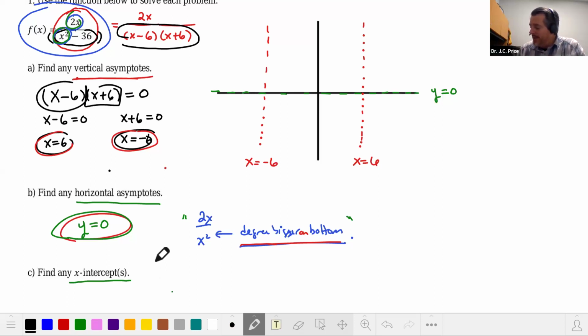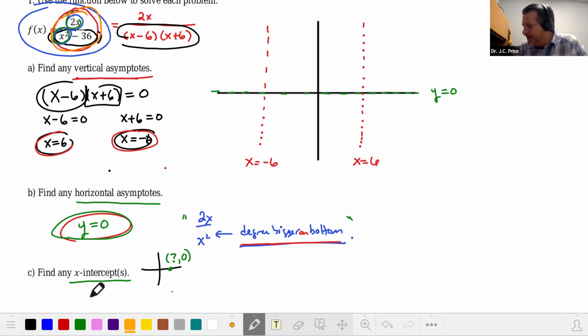So I always have to think a little bit, like, what do you mean x-intercept? Oh, it's where you cross the x-axis. So what does that mean? I don't know how far over you went, but I know you went up 0. Ah, the output is 0. So I'm going to take the function here, and I'm going to set it equal to 0.